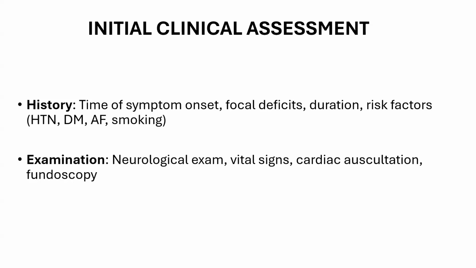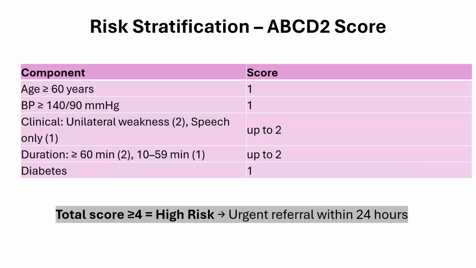Then in terms of examination, the entire neurological examination should be done, and then we have to look at the cardiac system. We have to auscultate for any arrhythmias and any murmurs, and we have to do fundoscopy as well, and we also have to look for carotid bruits. Then this is very important, the risk stratification of patients presenting with TIA. For all patients presenting with TIA in primary care, we have to stratify them according to the ABCD squared score, where A means age greater than 60 years, B is BP greater than 140 over 90, and C is clinical symptoms.